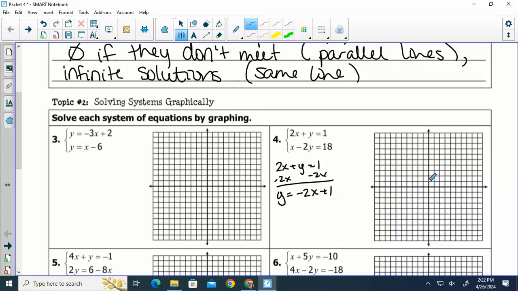1 on the y-axis, and then left. Okay, so we put a point at 1 on the y-axis. So then we could go down 2, right 1. Or the other option is up 2 and left 1. And then you have your ruler to draw a straight line. And I do a bunch of points because I'm not good at drawing straight lines up here.